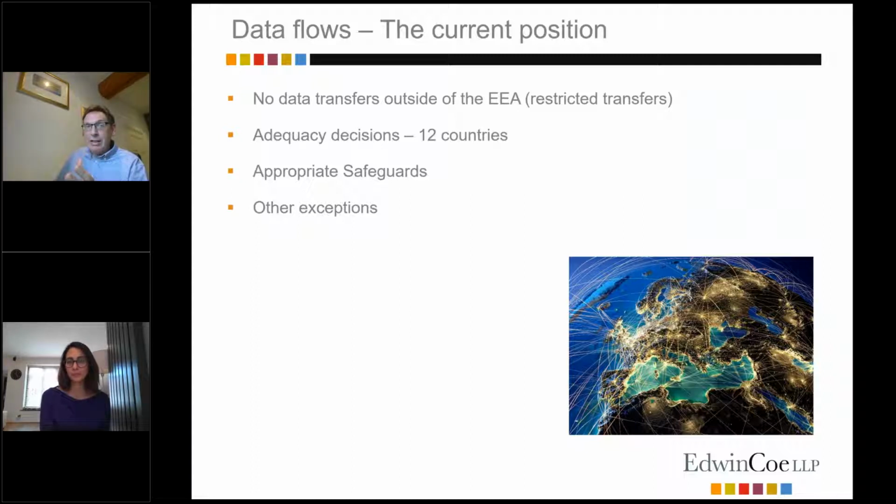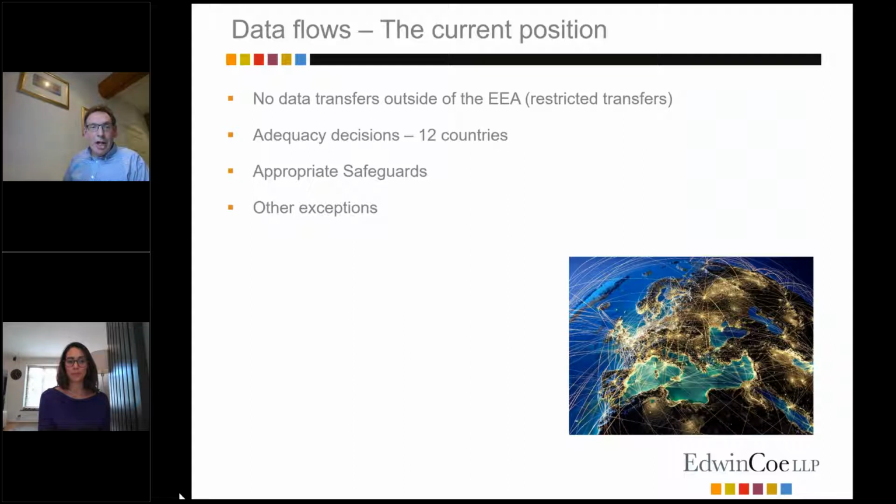If there's no adequacy decision in favour of the country that you want to make your transfer to, another alternative is to put in place an appropriate safeguard, and I'll come back to that in a second. And then, as kind of third best, if you like, there are other exceptions or derogations that you might be able to use to allow that restricted transfer to go ahead.